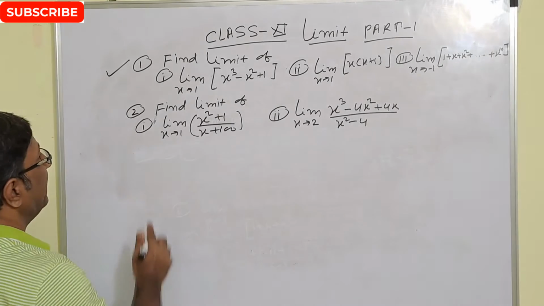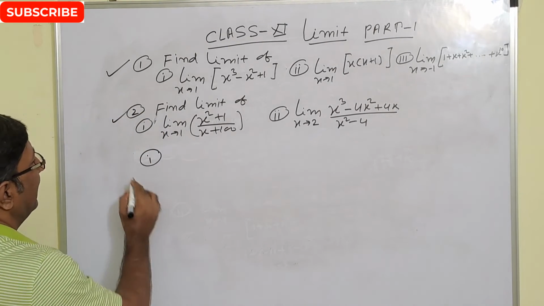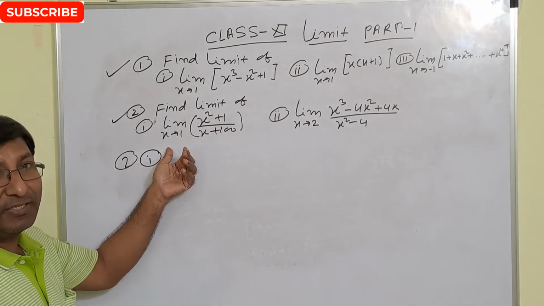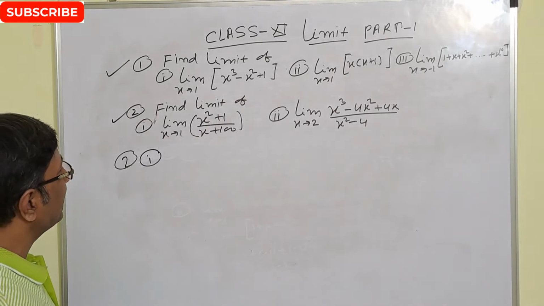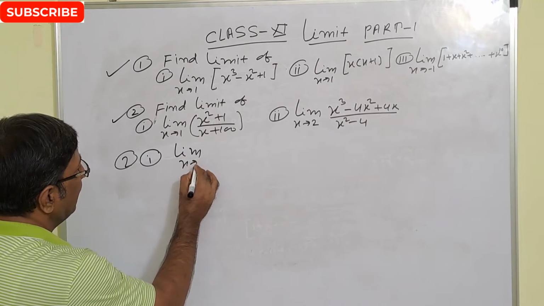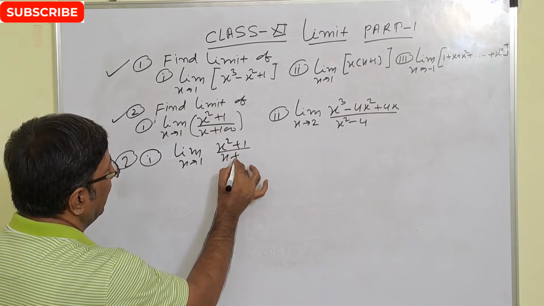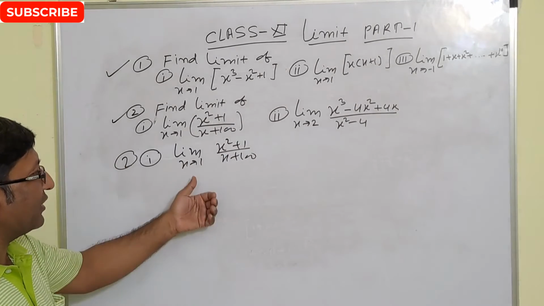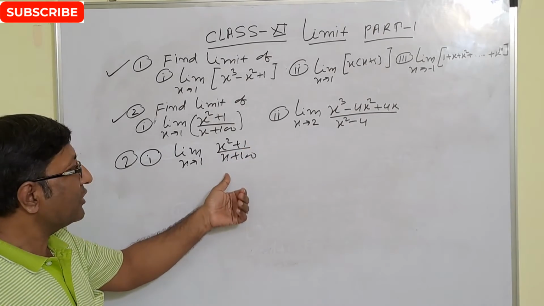So this is type number 2 question again. Find the limit of x tends to 1, (x square plus 1) divided by (x plus 100). Here the number is given in a fraction.